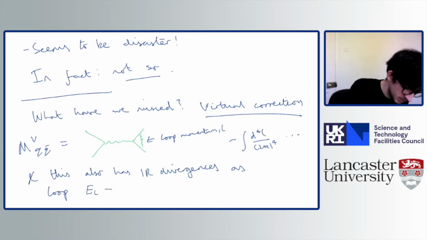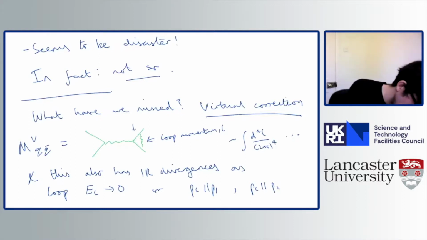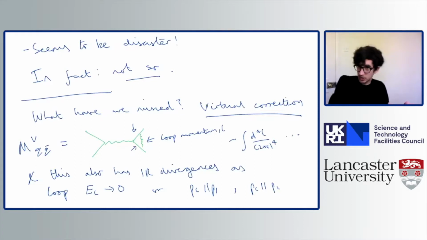Either the energy goes to 0, you get a soft singularity, or the actual loop momentum, if that becomes collinear to the P1 and P2, that also gives you an infrared divergence. And again, the reason for that is because now the propagators are there, and those are the things which can go on shell and therefore be sensitive to long distance physics.